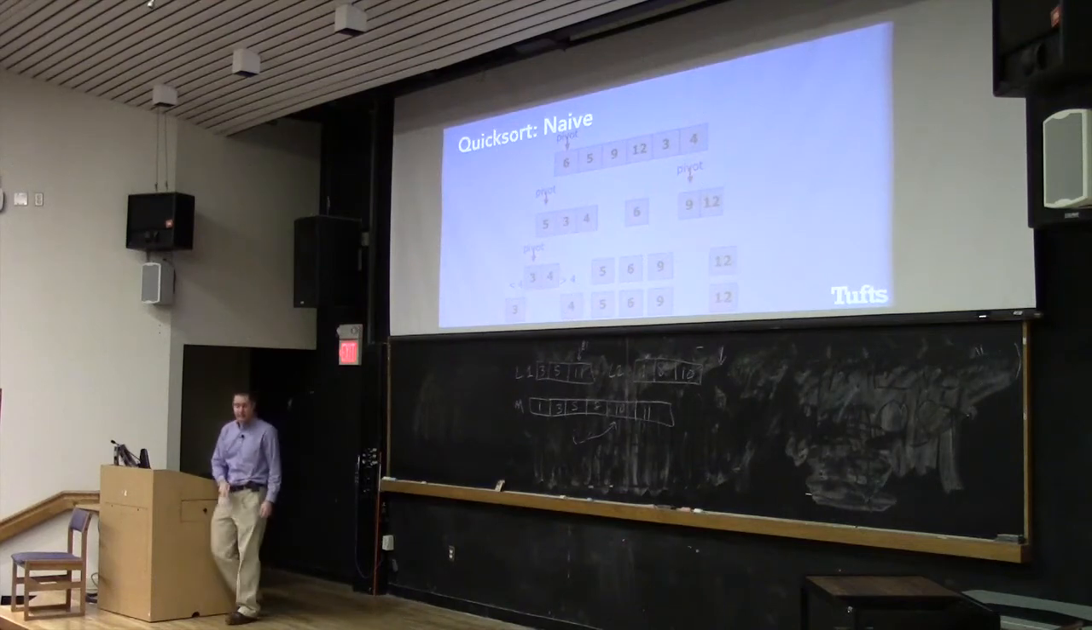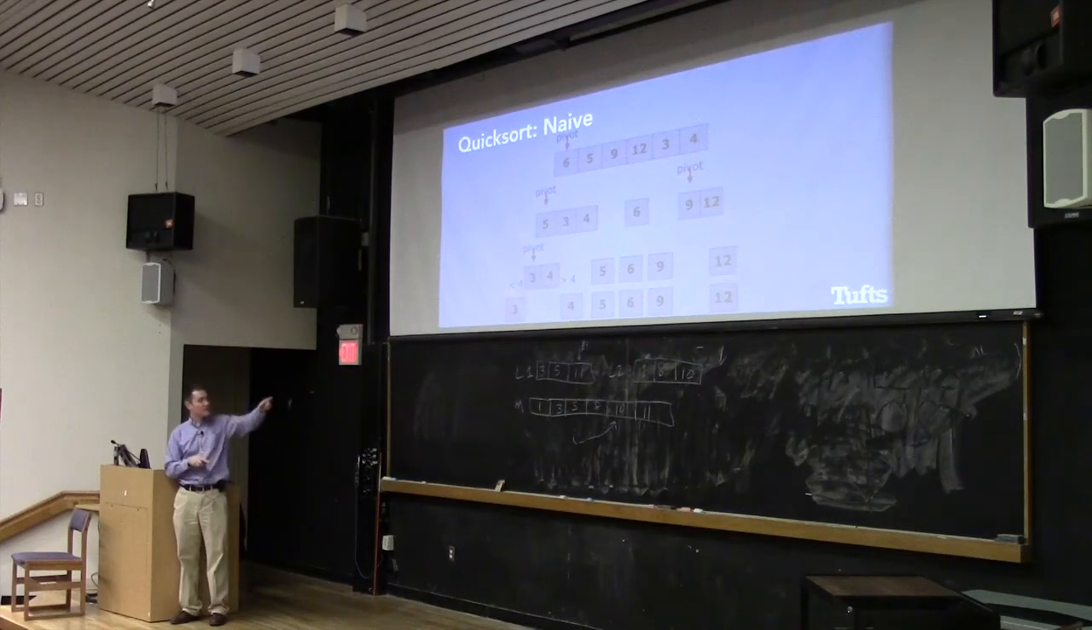Now, look what we've just done. 3, 4, 5, 6, 9, 12. Okay? Reordered correctly by just doing this. Pick a pivot left and right.